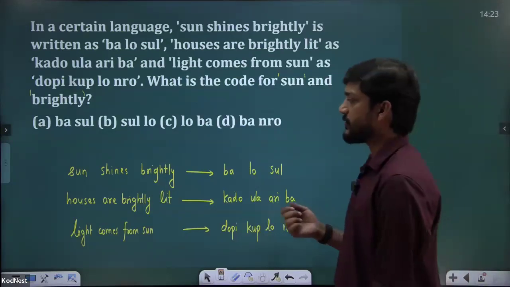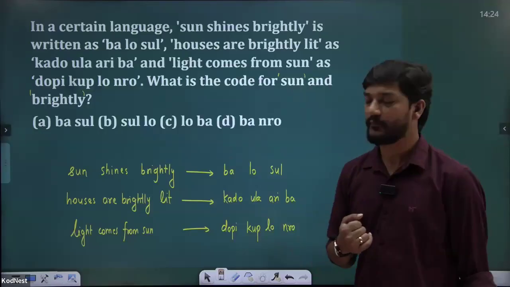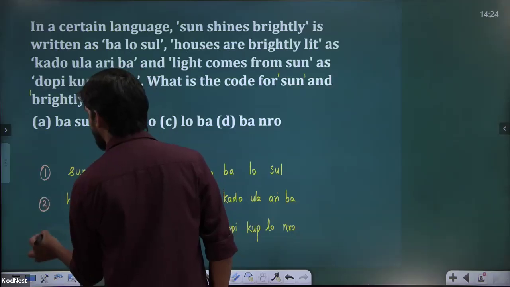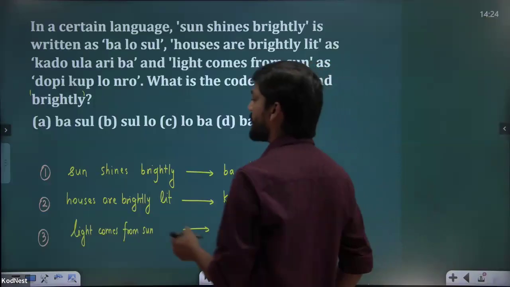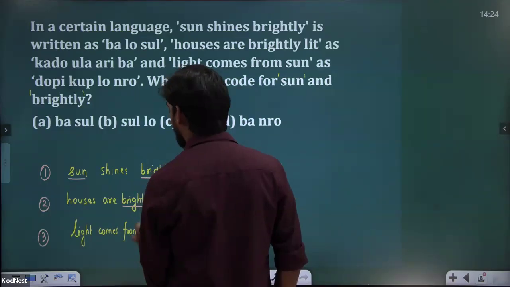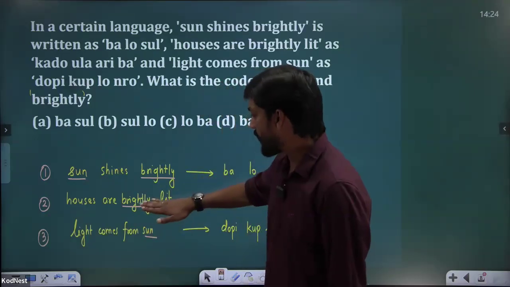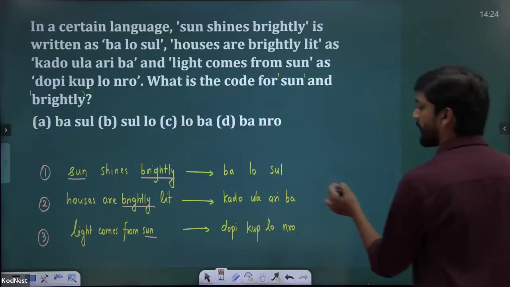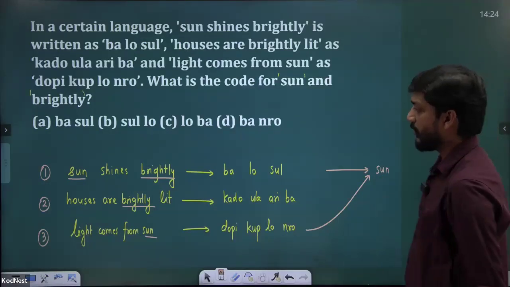My dear, in such questions, we have to identify the common words on this side and common words on this side. So this is your first sentence, this is your second one, this is your third sentence. Try to observe sun and brightly. This is sun and this is brightly. This is brightly and this is sun. So sun is common between first and third. Sun is not present here. So what is common between these two?